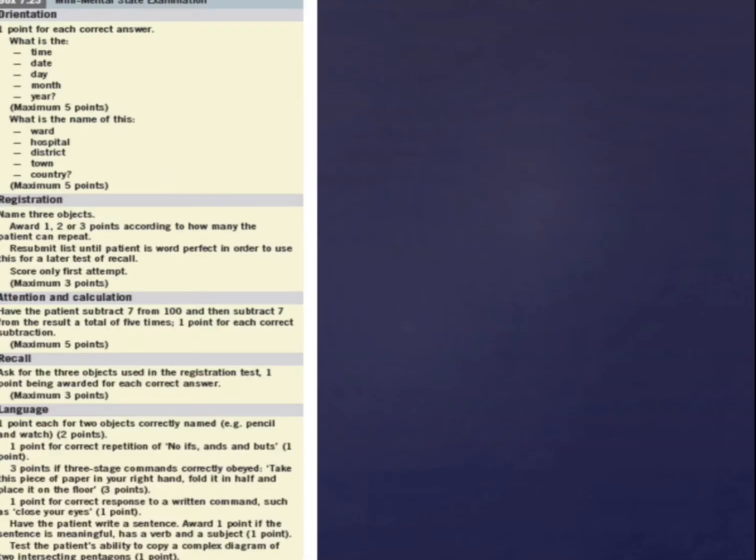Hello everyone, today we'll be talking about the mini mental state examination in psychiatry. So this is a brief overview of how a mini mental state examination is done.